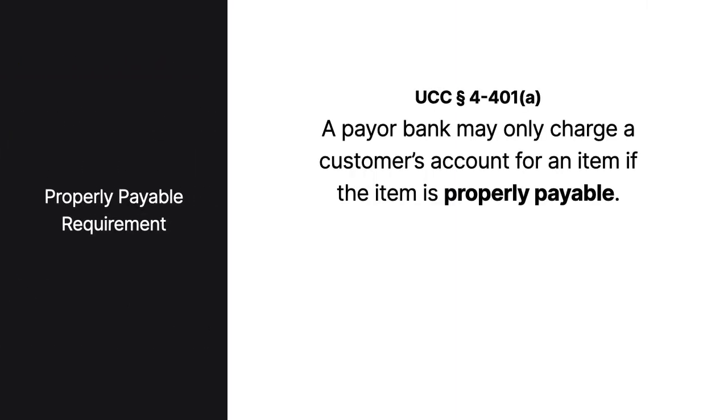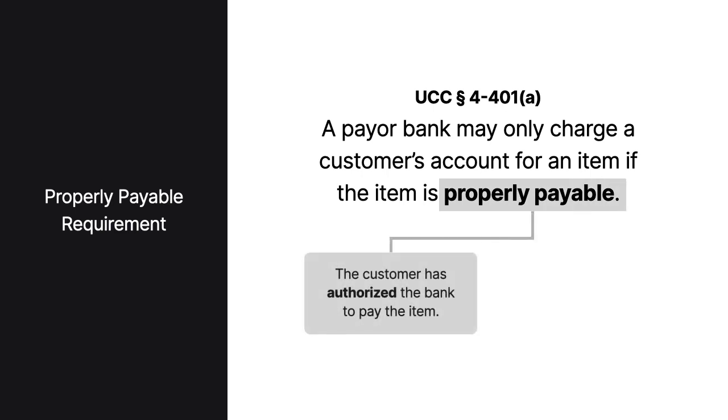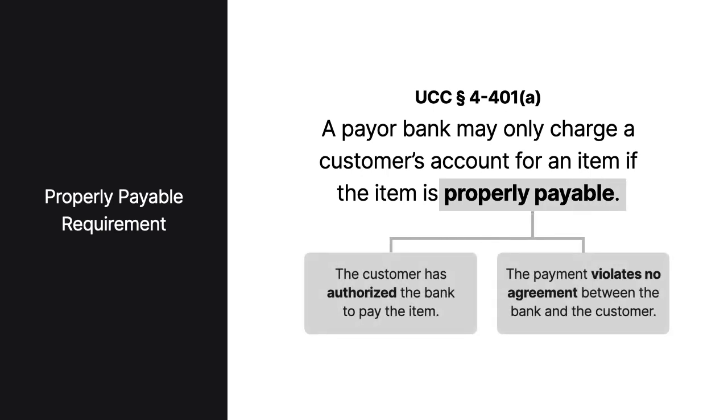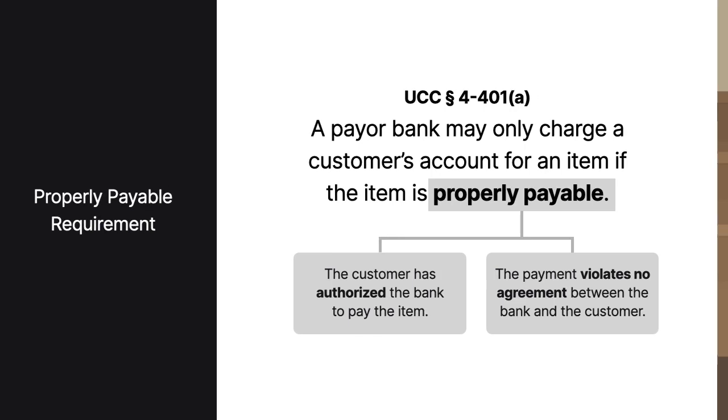A payor bank may only charge a customer's account for an item if the item is properly payable. An item is properly payable if the customer has authorized the bank to pay the item and the payment violates no agreement between the bank and the customer.